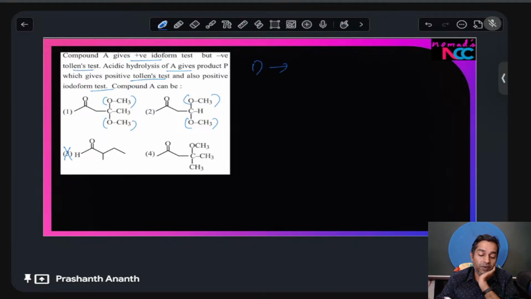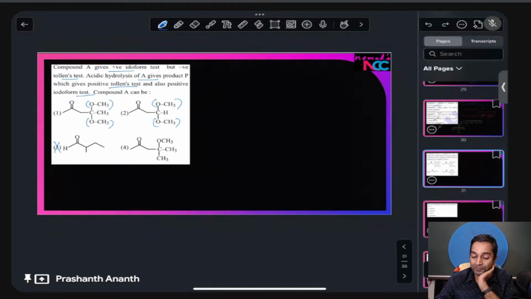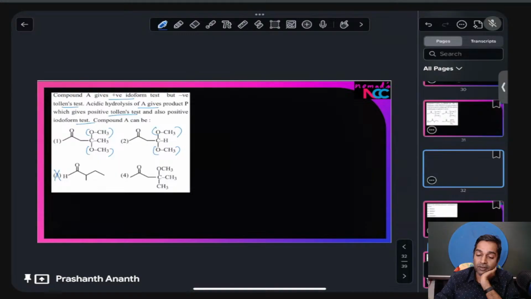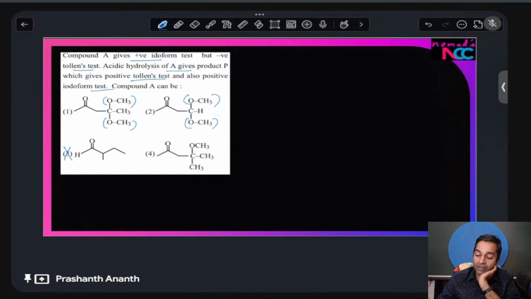It gives positive iodoform. So to check that, let's look at compound 1 first. I will duplicate this page first, because that's going to be necessary for the next page for sure. Now in this particular case, compound 1: we have CH3, C double bond O, and a C and a C, then another carbon here, and then we have OCH3 and an OCH3.